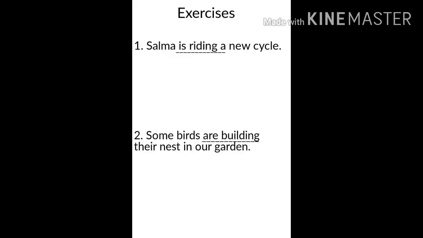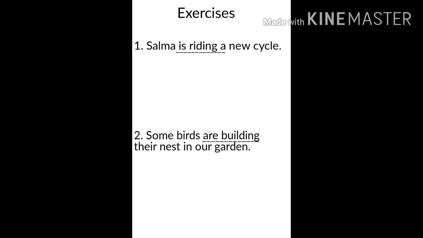Okay children, let's do some exercise. Now look at the given sentence. Salma is riding a new cycle. Here we have to change into past continuous tense and future continuous tense. First, what is the rule to form past continuous form of the verb? Yes, good. To add was plus verb plus ing.